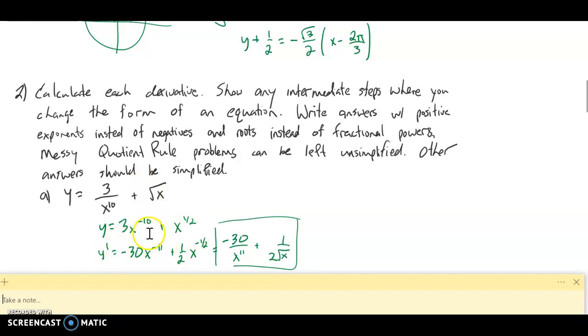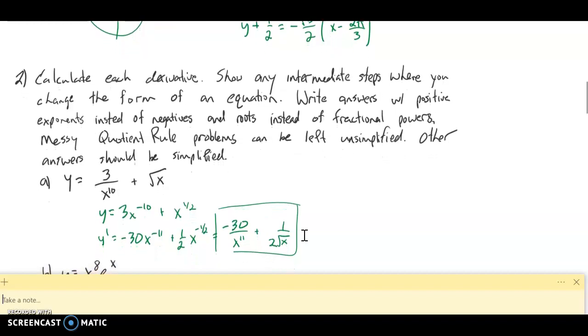Do some power rule. Remember, we go down from negative 10, which takes us to negative 11. You multiply out front by that exponent up there, gives me negative 30, plus a half. That comes from multiplying here. And then this guy comes from going down 1 unit from a positive half, gives me the negative half. Now I don't want to leave my answer like this. You need to simplify it, write it with roots and exponents. So when I do that, I get negative 30 over x to the 11th plus 1 over 2 root x.